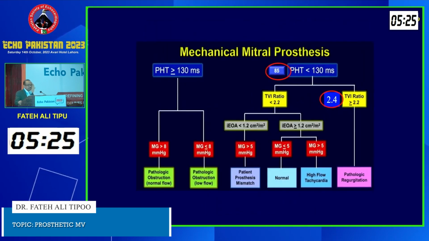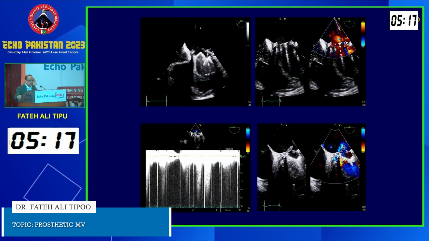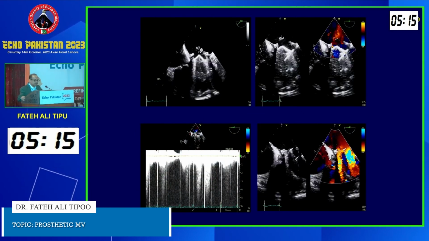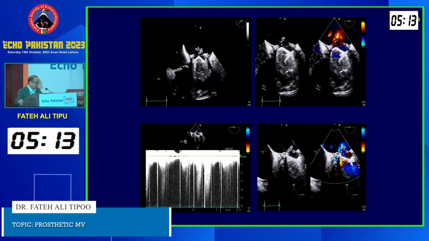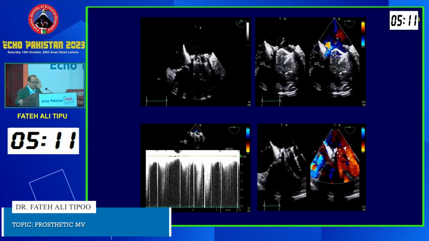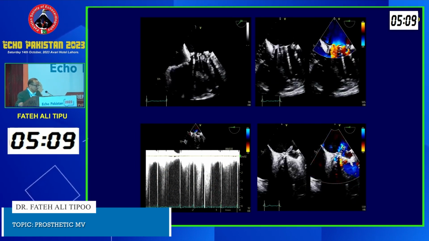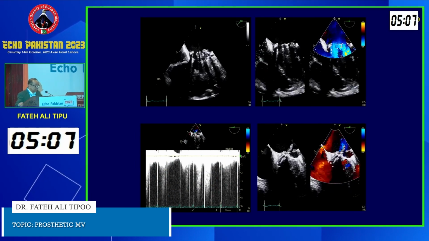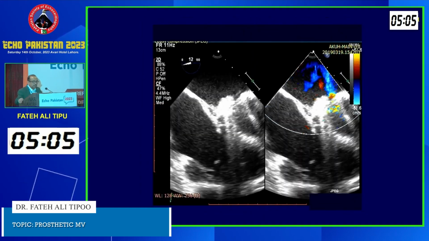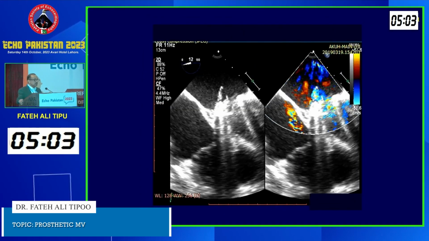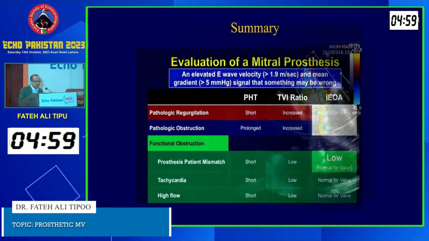In this case, the pressure half time is 85, and the VTI ratio is 2.4. So likely mitral regurgitation. On these images, you can appreciate that in addition to the vegetations on the mitral valve, there is paravalvular mitral regurgitation, which is causing the increased DVI ratio. So clearly you can see not only the large vegetations, but also the paravalvular MR.